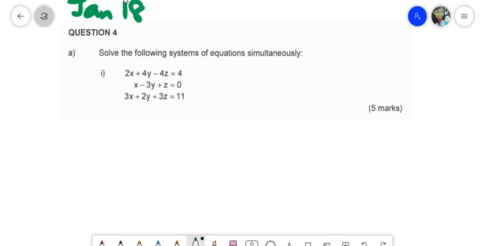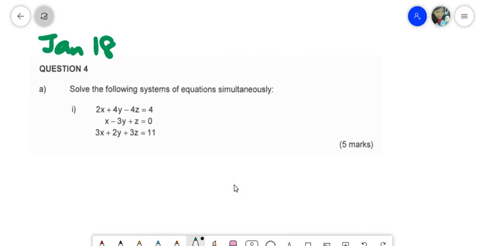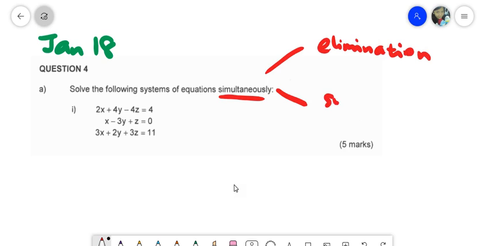Now, look into this question. The question says, solve the following system of equations simultaneously. Now, you already know that to solve simultaneously, you have only two methods here: either you want to use elimination or substitution. So you see which is the best for you to choose, which will be the appropriate method to solve in this case.